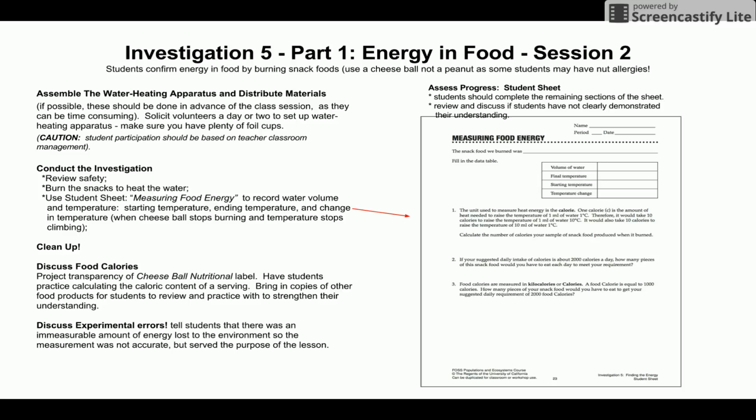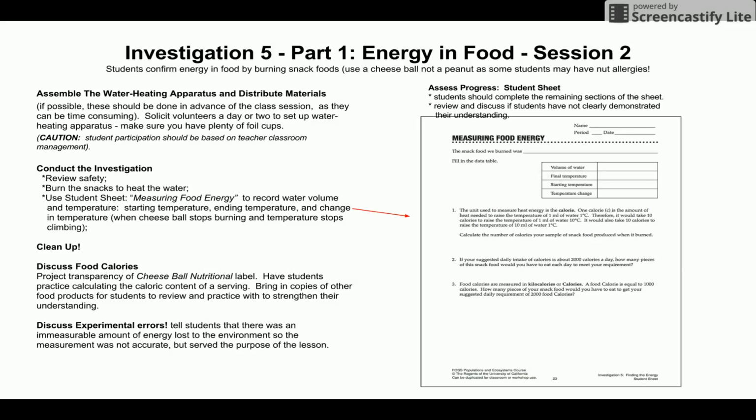Discuss experimental errors. For instance, the flame system was set up in an open environment, which meant that not all of the heat energy was used to heat the water. So let students know that although this happened, the purpose of doing the activity was to let them know how to measure energy. A little later on in their time, they will be using other systems that will allow them to capture all of the energy.